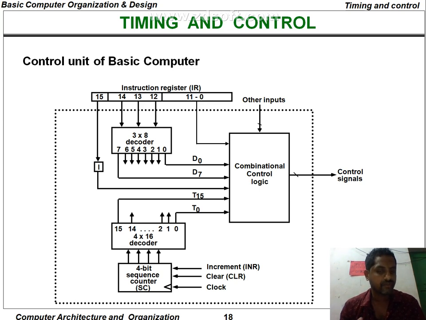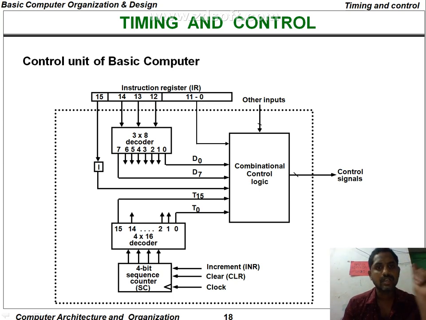At the time of T4, the sequence counter is cleared and the decoder output D3 will be assigned. T0, T1, T2, T3, T4 and so on. Whenever D3 and T4 are assigned, the SC is set to 0. The timing diagram shows the relationship between the control signals. When SC is active, the data will be transferred to the particular signals.